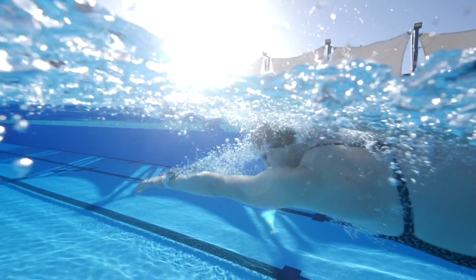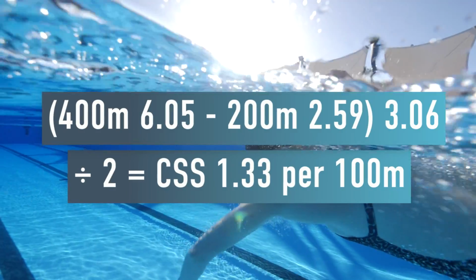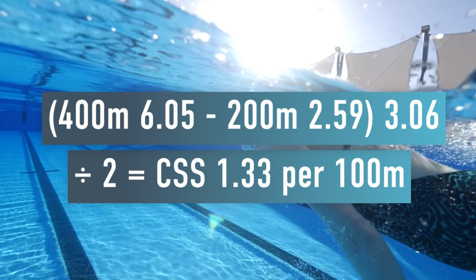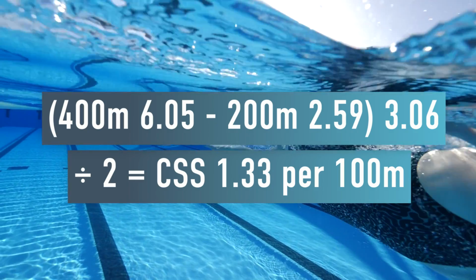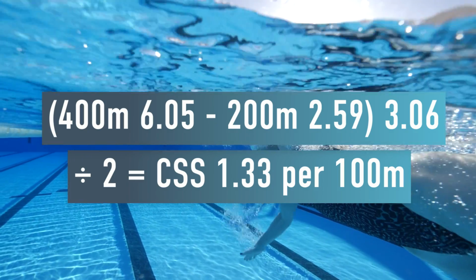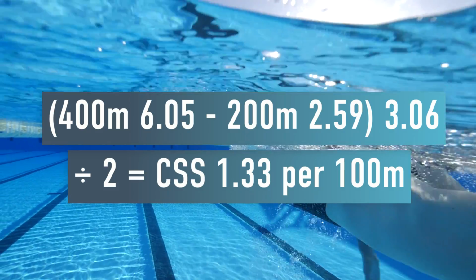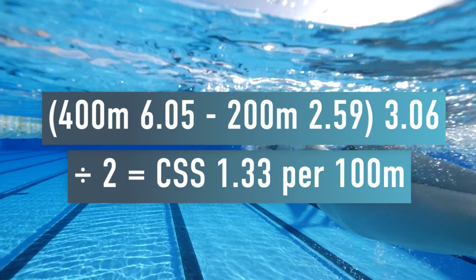So let's take an example. Say you did your 400 meters in a 6:05, you did your 200 in a 2:59. Well, subtract the 200 from the 400, then you're given a 3:06 with that, and you simply divide it by 2, and your CSS time would be a 1:33.